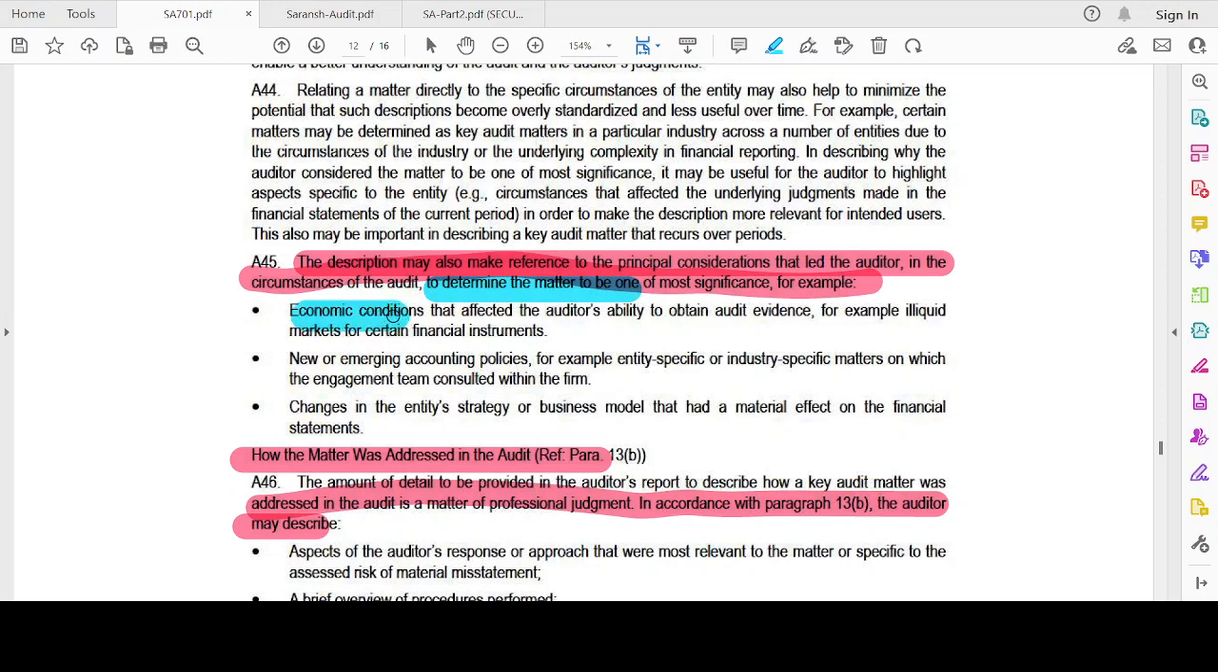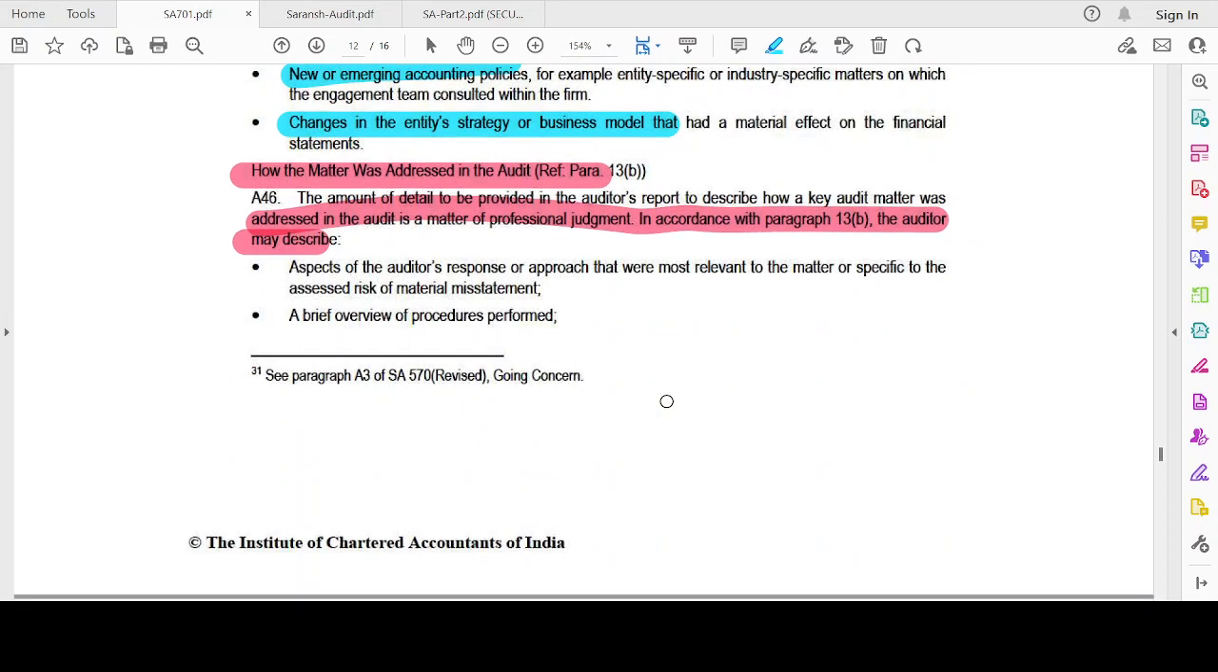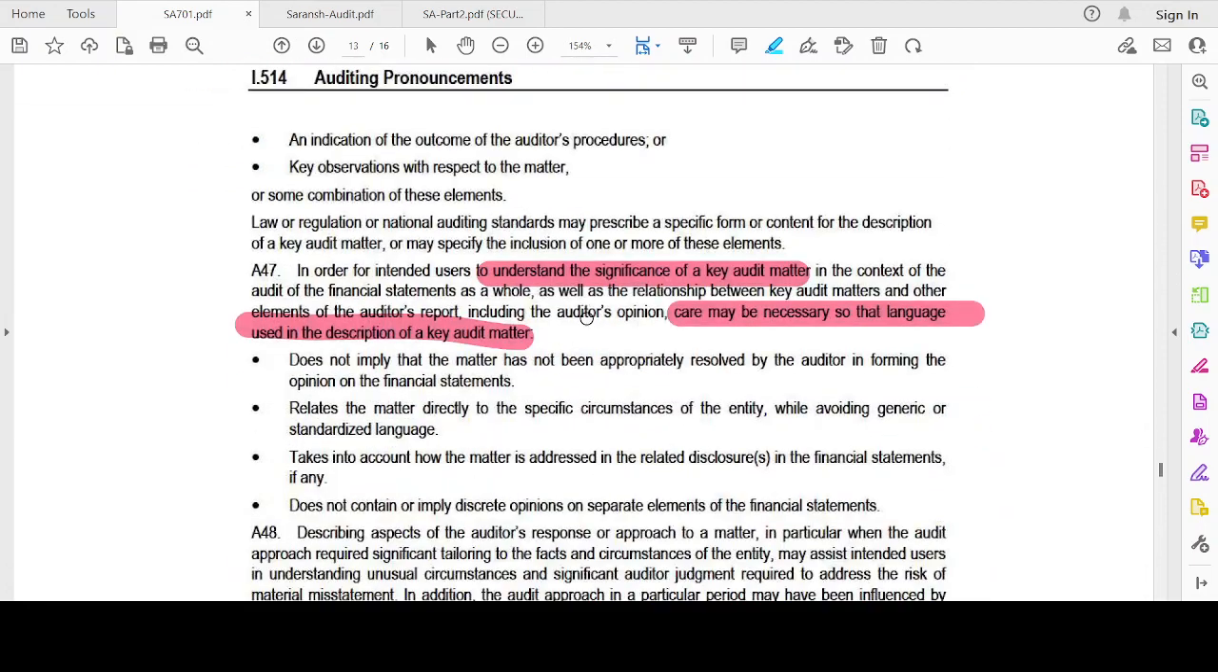For example, it could be the economic conditions that affected the auditor's ability to obtain the audit evidence, because it is an illiquid market instrument. Then new or emerging accounting policies, changes in the entity's strategy or business model that had a material effect on the financial statements. How the matter was addressed in the audit: I have to check the auditor's response and approach, a brief view of the procedures performed, an indication of the outcome of the audit procedures, and key observations with respect to the matter.